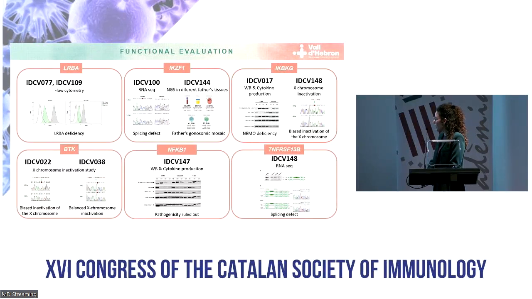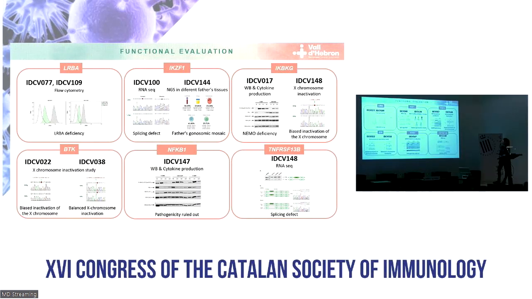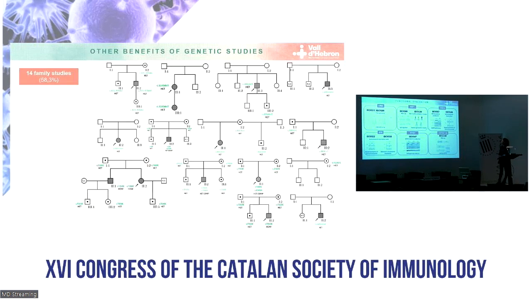In cases of BTK, we perform as well X chromosome inactivation studies. In case of NF-kappa-B1, we perform Western blot and cytokine production. And in one case of TACI, we perform RNA sequencing. With these studies, we can confirm the pathogenicity of the variants that we find with NGS.